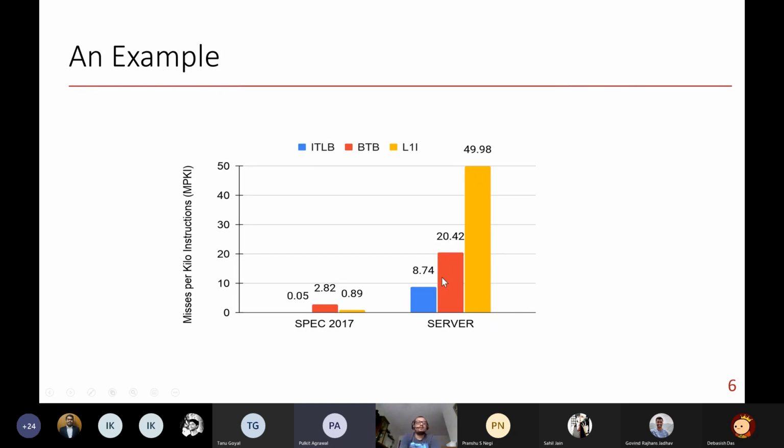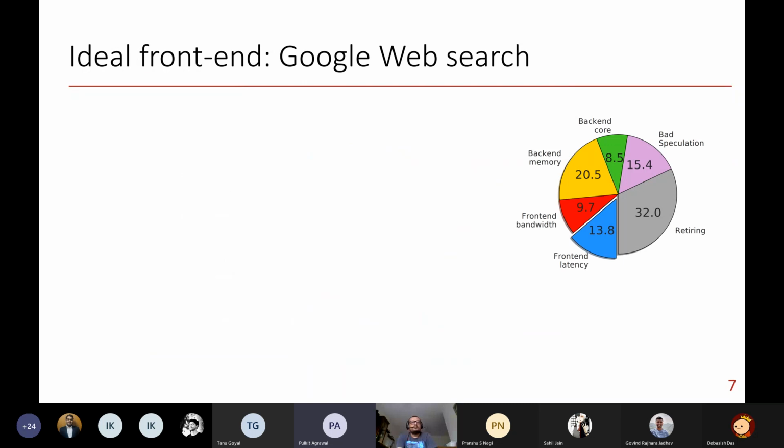Similarly for the TLB, which is storing the translation of code, the instructions, even that has its own MPK, which is almost zero in case of SPEC. So the punchline here is that the code footprint is becoming huge, and you need additional or gigantic structures which can provide you hits, so that the front end of the processor won't be stalled. This is something from Google.